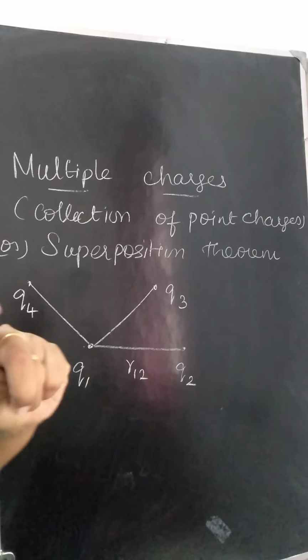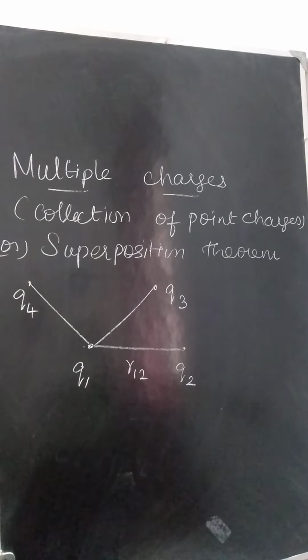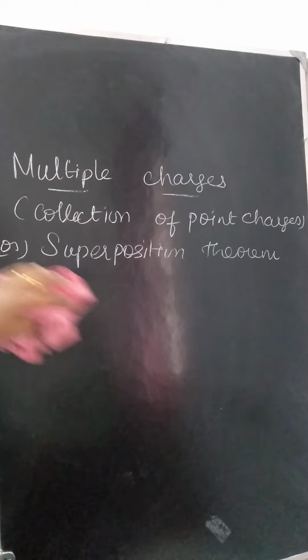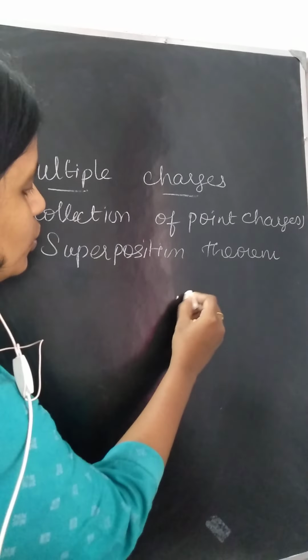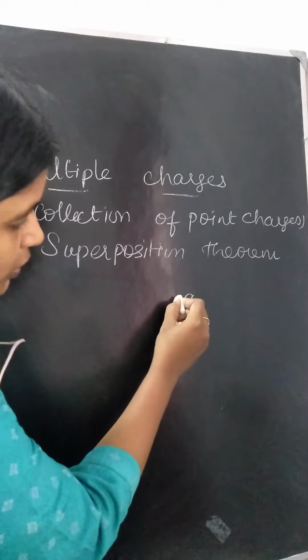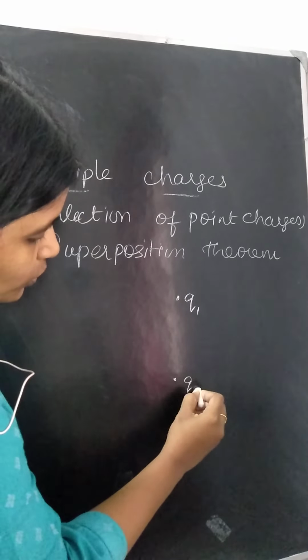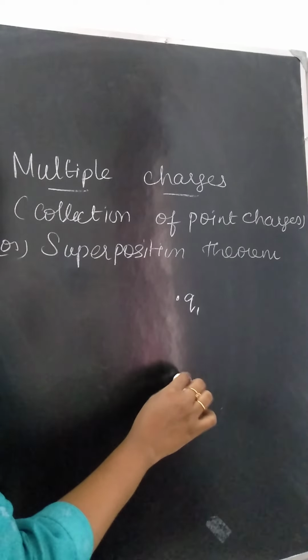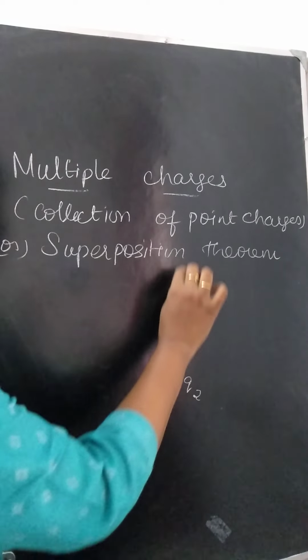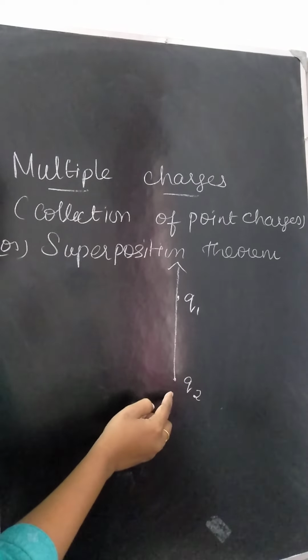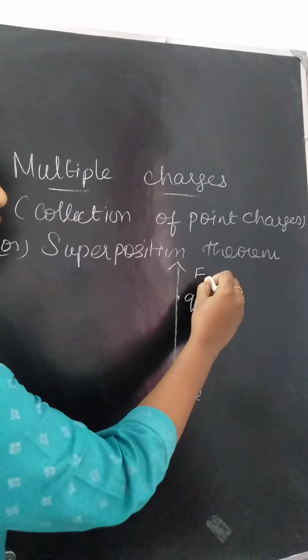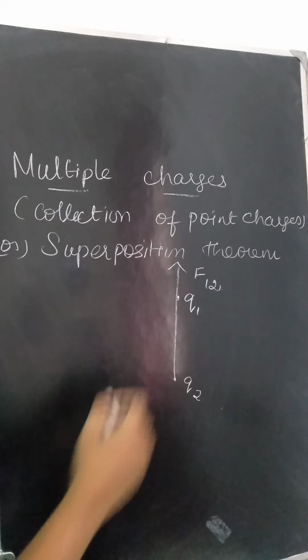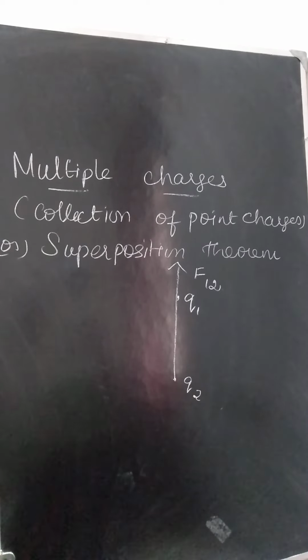See, force exists between two charges, right? So one charge I take, which is Q1. For example, I keep Q1 here, and Q2 here. There will be a force between the two charges. So Q2 acts on Q1: force acting on Q1 due to Q2, force on 1 due to 2, right? So one force has started acting.